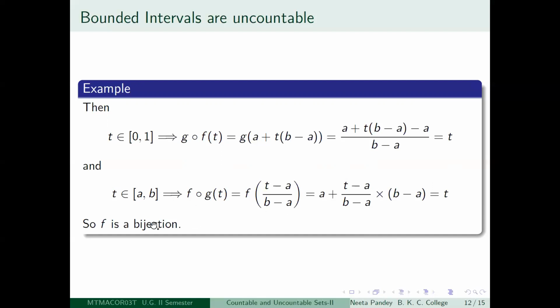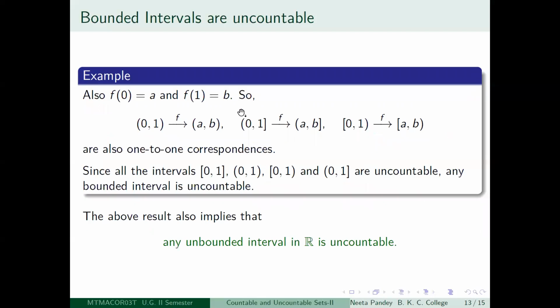So what have you got? You have got a bijection. Where to where? From the closed interval [0,1] to [a,b]. So the closed interval [0,1] and [a,b] are in one-one correspondence. So they are equipotent sets. Not only that, 0 maps to a and 1 maps to b. So therefore, if you leave out 0, a will be left out from the image. If you leave out 1 from the domain, then b will be left out from the image.